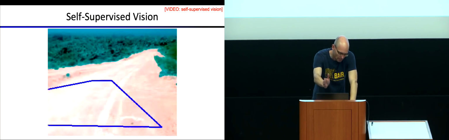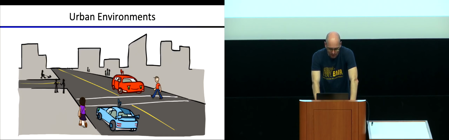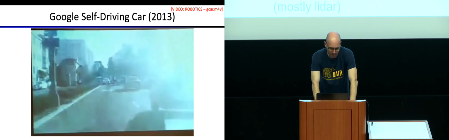So the camera now knows all the red here is road. In urban environments, there's even more you need to recognize, not just road versus not road. A lot of progress has been made. This is a video from 2013.